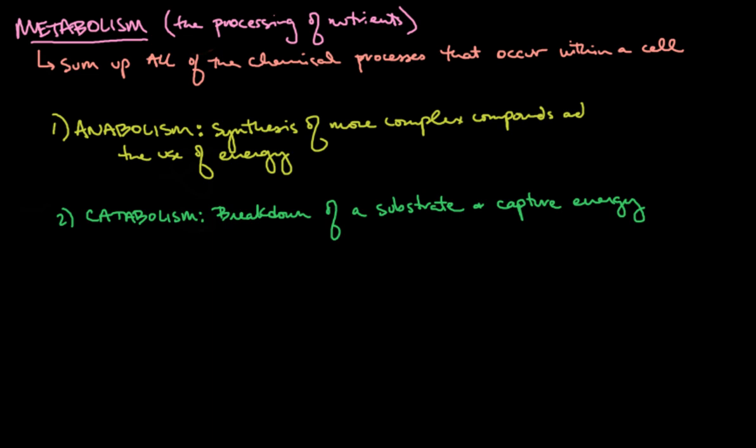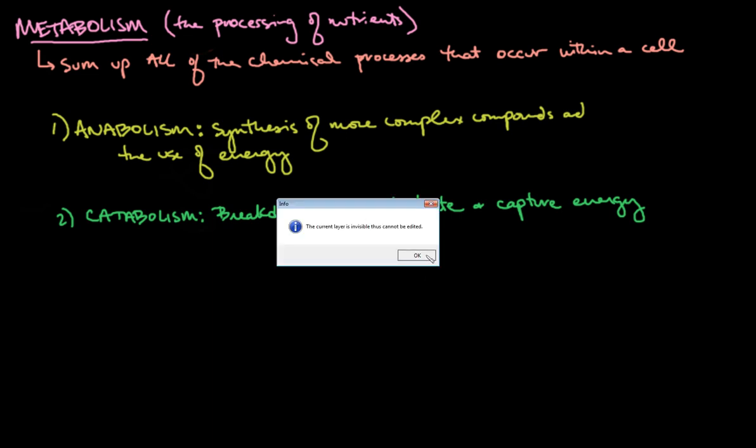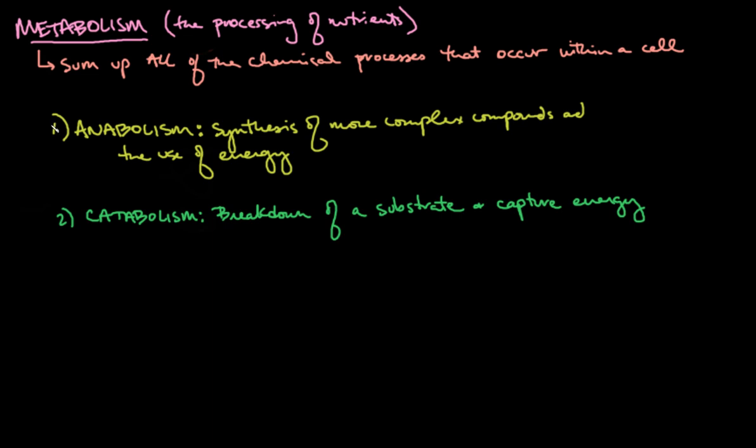Every single reaction is one of these two types. It's either anabolism or catabolism. And what I'm going to do is add a couple of notes here so that you can remember what terms we use for anabolism and catabolism. So for anabolism, this is the synthesis of more complex compounds and the use of energy. So we're using energy to make larger molecules. We call these dehydration reactions. Last year, I'm going to write it as RXN, reaction. We also call this polymerization reactions. Remember polymers?